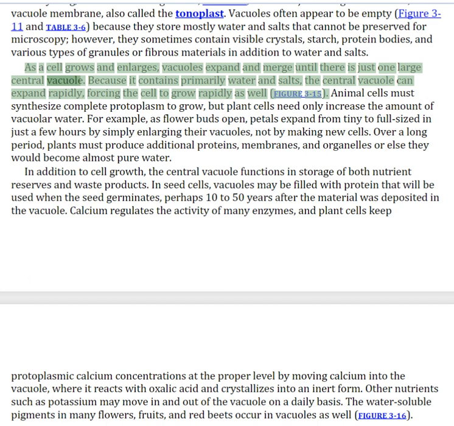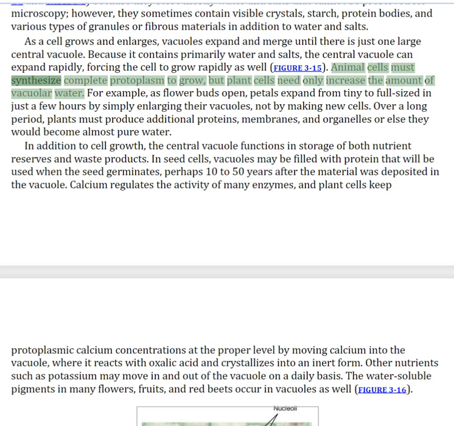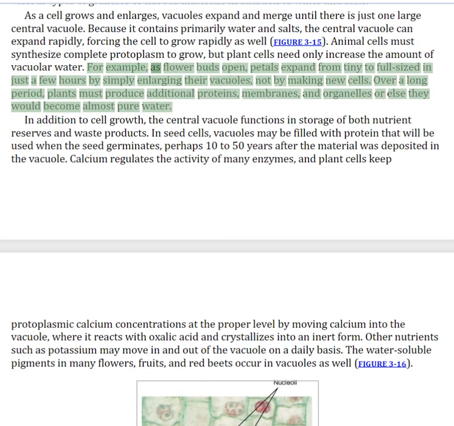central vacuole. Because it contains primarily water and salts, the central vacuole can expand rapidly, forcing the cell to grow rapidly as well. Animal cells must synthesize complete protoplasm to grow, but plant cells need only increase the amount of vacuole or water. For example, as flower buds open, petals expand from tiny to full-sized in just a few hours by simply enlarging their vacuoles, not by making new cells.